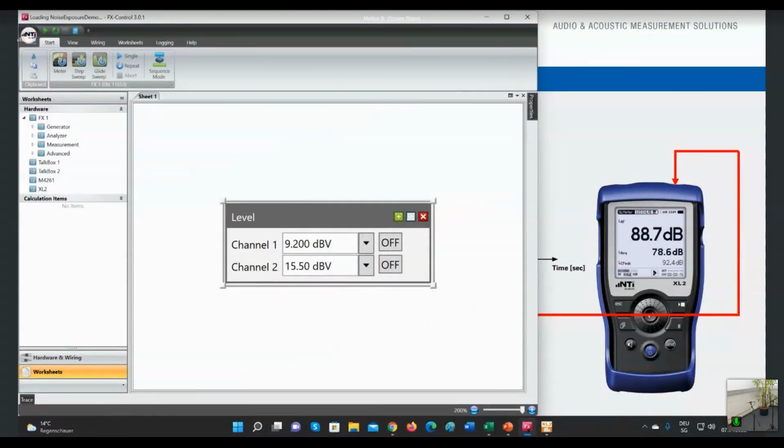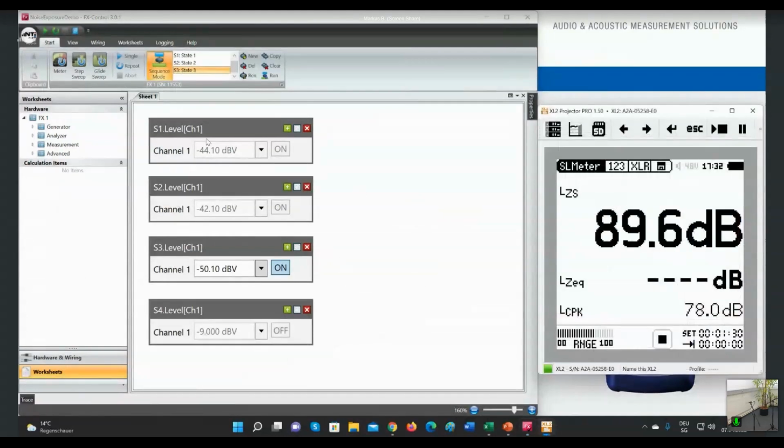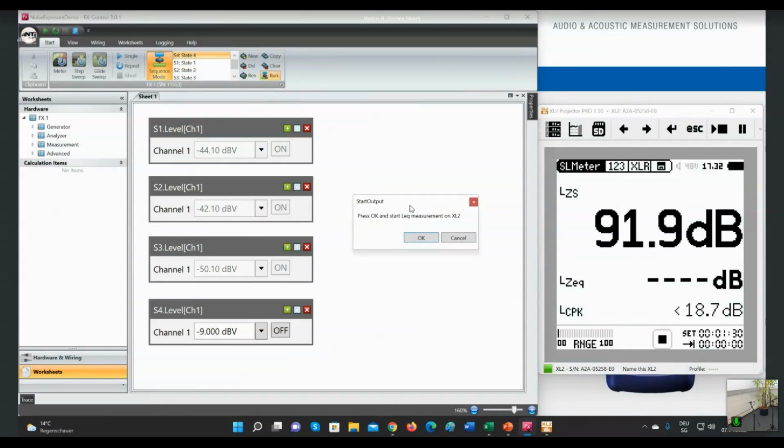These are the levels I'm creating. Here you see the screen content. Maybe you've noticed down here, I have already prepared a recording time of 1.5 minutes, 1 minute 30 seconds. So I'm gonna start the sequence, which is creating these levels, but first I have to synchronize it, which means I have to start the XL2 synchronously with the sequence on the FX control.